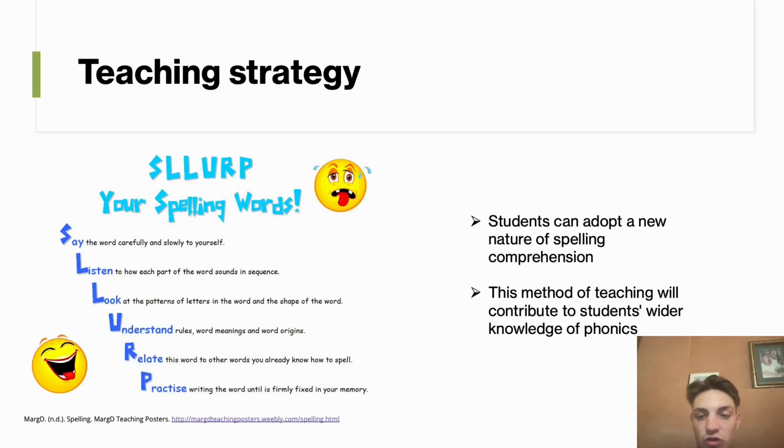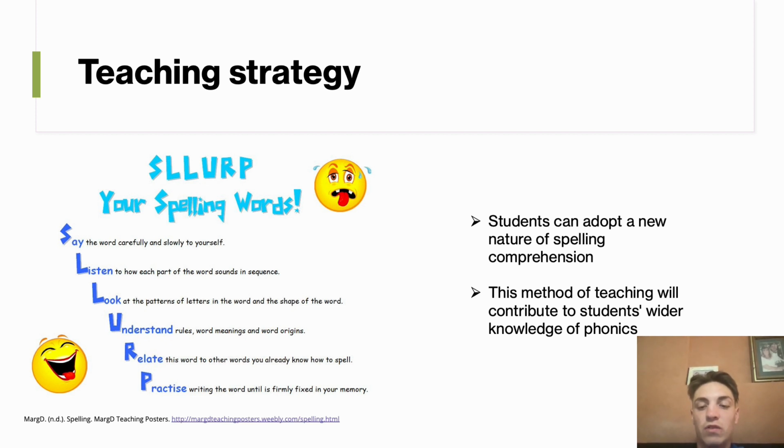My ideal teaching strategy for this lesson is using the acronym SLURP. SLURP stands for Say the word carefully and slowly to yourself. Listen to each part of the word, sounds in sequence. Look at the patterns of letters in the word and the shape of the word. Understand rules, word meanings, and word origins. Relate this word to any other words you already know. And practice writing the word until it is firmly fixed in memory.